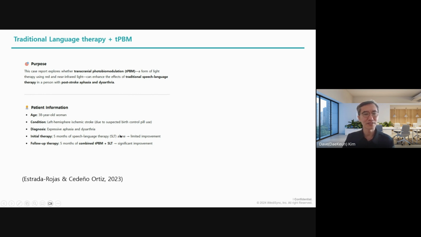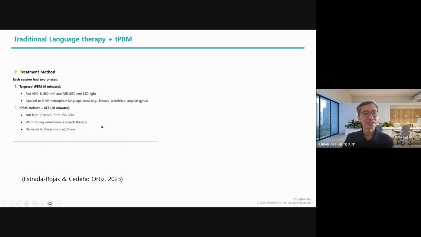The post therapy was 5 months of language therapy, but with no improvement. After 5 months, they combined the photobiomodulation with the conventional speech language therapy, SLT. Then they could see a significant improvement. They used this kind of two-session approach, photobiomodulation and speech therapy, 20 minutes.